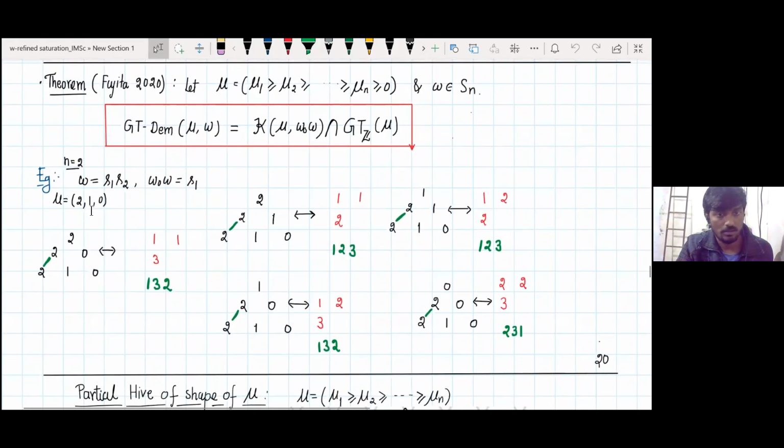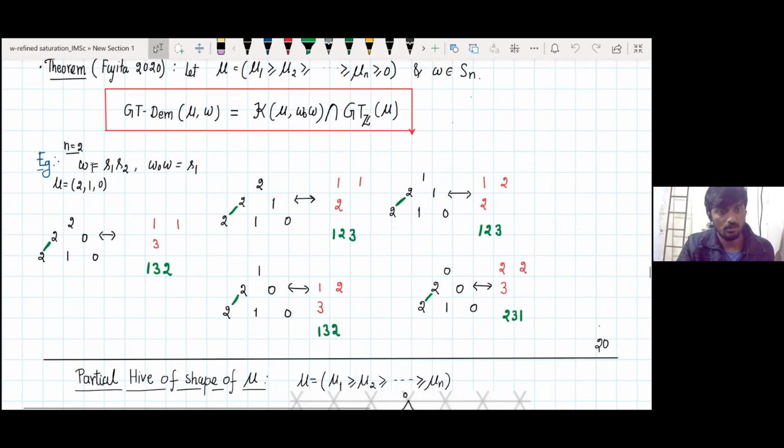So for example, I have listed here: if you take W equal to S1 S2 in n equal to 2, so W_0 W is S1. Take mu equal to 210. So this is all the GT patterns. That means you have to put all the faces where S1 is the equality, the S1 face. You know that this is the first one I have labeled with S1. So this will be equal everywhere. You take all of these equal. So this collection of GT patterns is the GT Demazure crystal corresponding to this W, S1 S2.